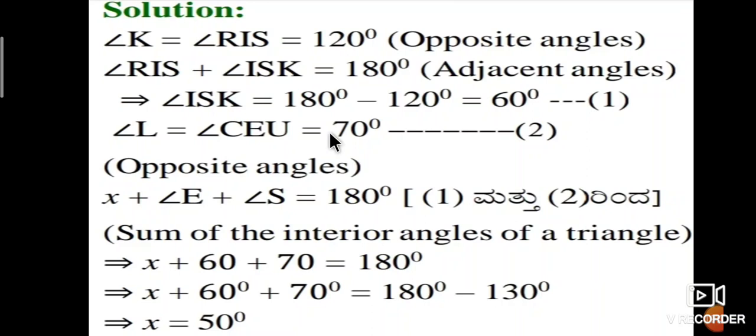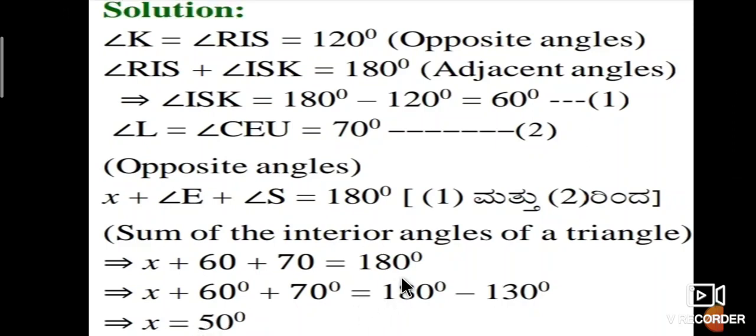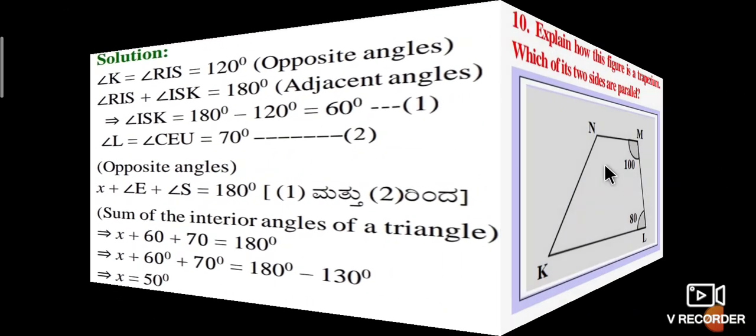Next, angle X plus angle E plus angle S is equal to 180 degrees. From equations 1 and 2, the sum of the interior angles of a triangle is 180. Therefore, x plus 60 plus 70 is equal to 180. Therefore, x plus 130 is equal to 180, so x is equal to 180 minus 130. Therefore, x is equal to 50 degrees, students.